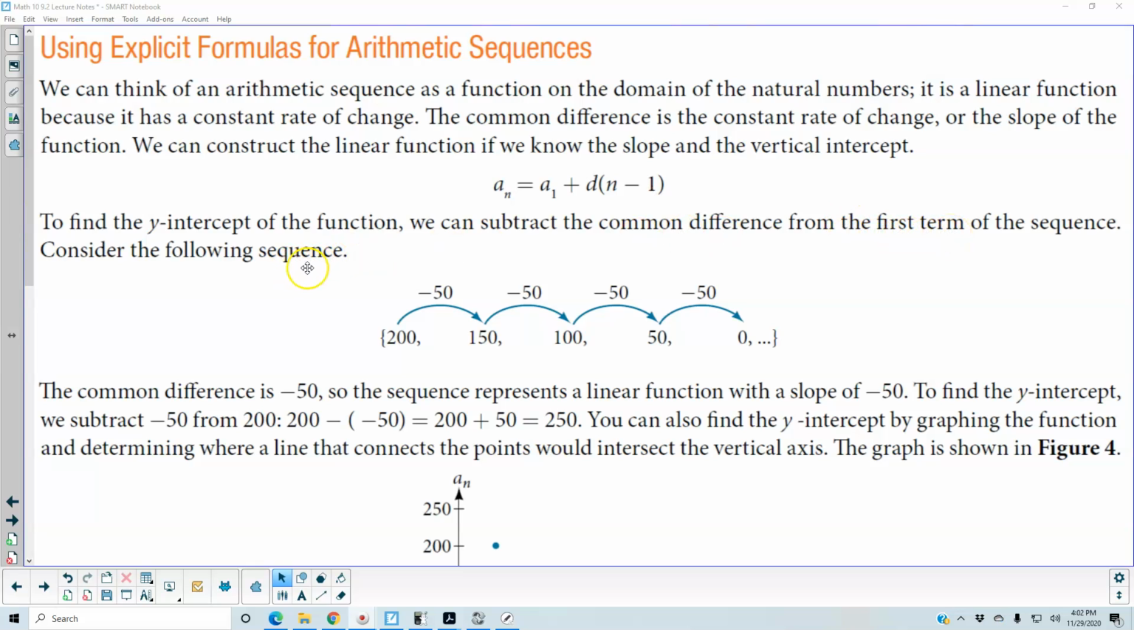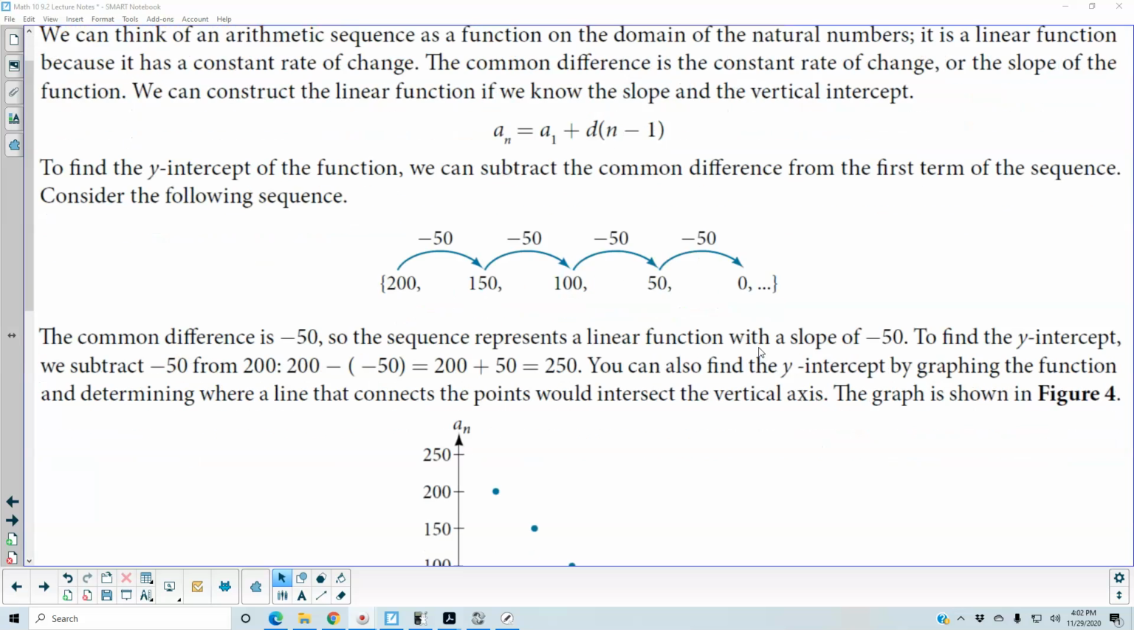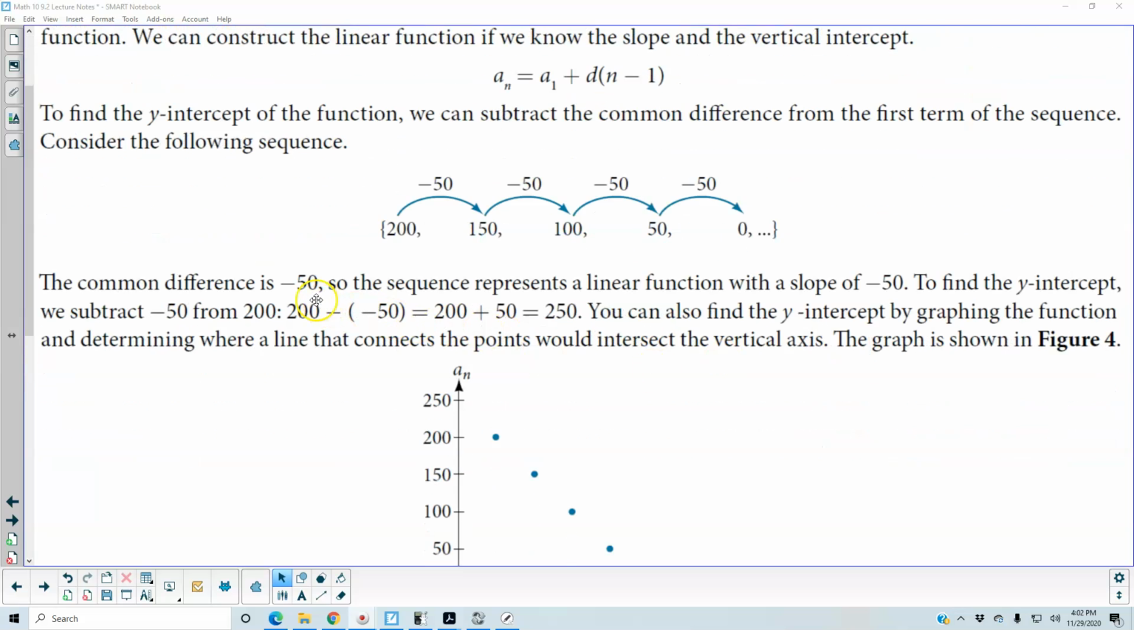So consider the following sequence. We have 200, 150, 100, 50, and then 0. If we subtract 50 from 200, we get 150. If we subtract 50 from 150, we get 100. Subtracting 50 from 100 is 50, and subtracting 50 from 50 gives us 0. So the common difference is minus 50.